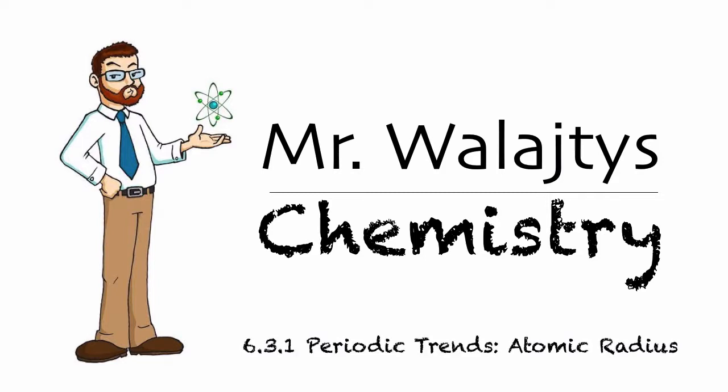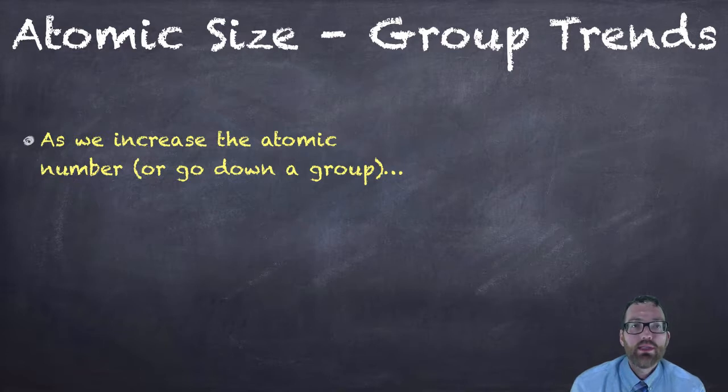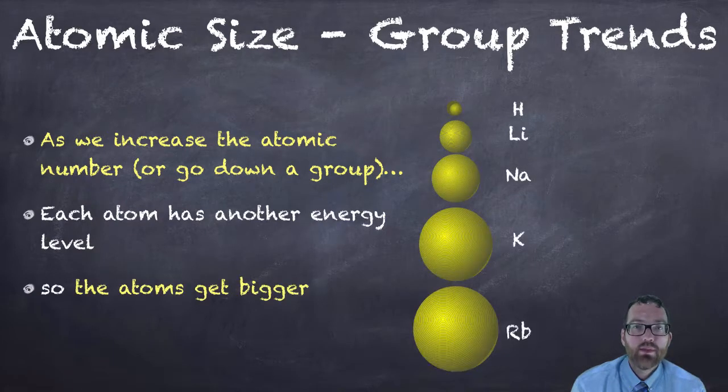So our first trend we're going to look at is atomic radius. As we increase the atomic number within a group, or go down a group, each atom has another energy level, so the atom gets bigger. Lithium has one more shell than hydrogen, so lithium is a little bit bigger than hydrogen. Sodium has one more shell than lithium, so it's a little bit bigger. You get the idea. It's like building layers of a snowman. Each atom below has one extra shell, so it's that much wider.